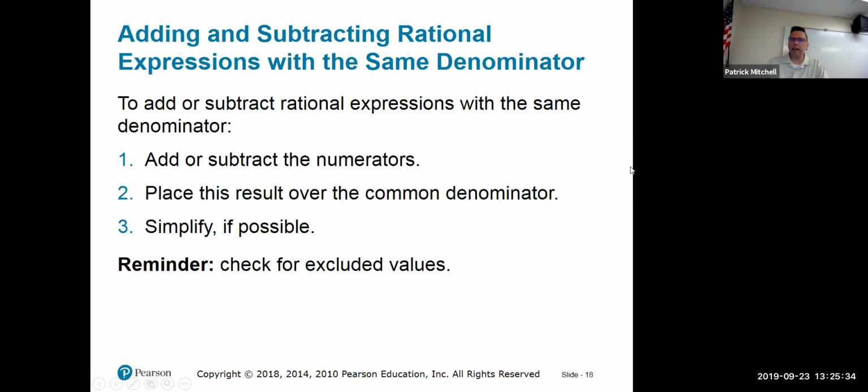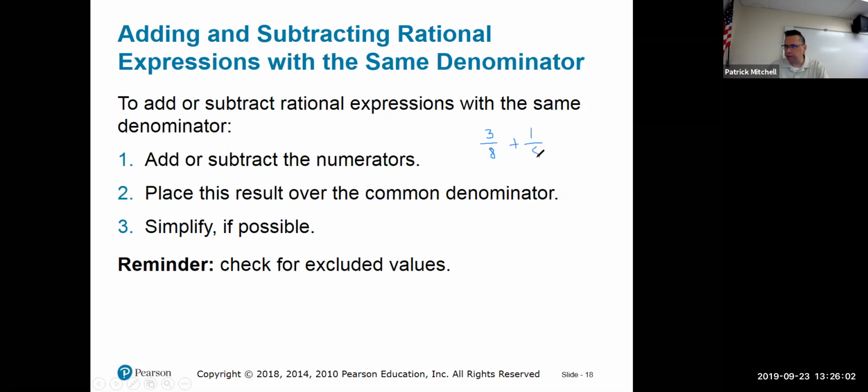Okay, so now we are into adding and subtracting rational expressions, and we're going to start with rational expressions that have the same denominator. If you think about regular old ordinary fractions, adding regular old ordinary fractions that have the same denominator is really easy, right? So if you have 3/8 and you add 1/8, you keep eighths. And the tired old cliche example of this is pizza, right? So I eat 3 slices of pizza, and the person I'm eating with only eats one piece. So together we've eaten 4 pieces of the original pizza.